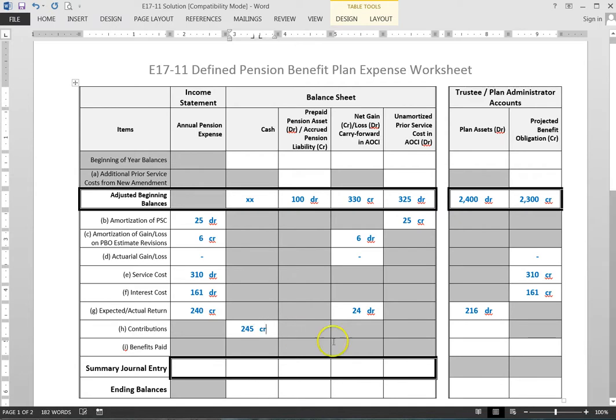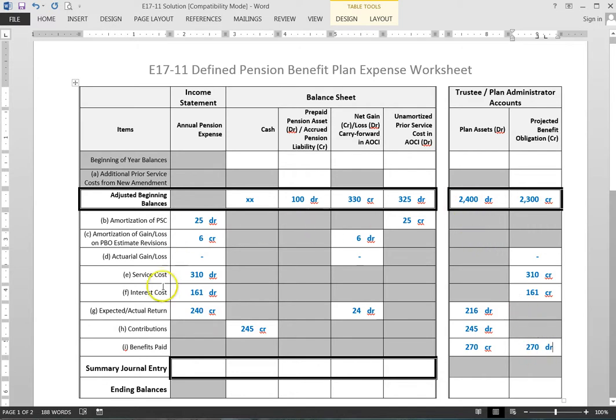$245,000 credit entry to cash, and we contributed the cash to the plan assets. That's what the employers are doing, funding this pension plan that they have. Benefits are paid out of plan assets, so we're going to reduce plan assets. That's a credit entry to the plan asset account. And we're also going to reduce the projected benefit obligation, which works out as a debit entry to the account.